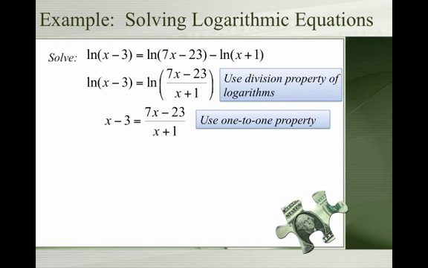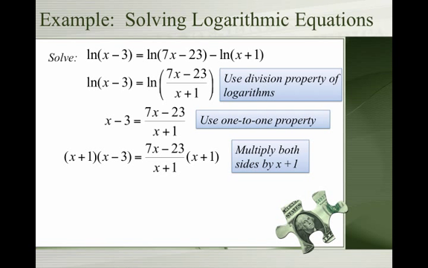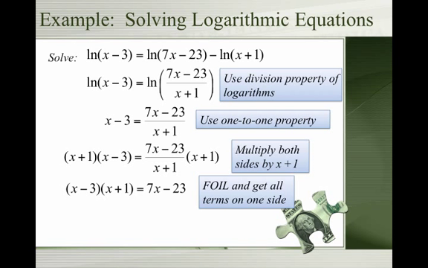Now how do I solve this equation? I'm going to multiply both sides by x plus 1. That's going to allow the x plus 1's on the right to cancel. I have two parentheses on the left, and I've got to FOIL them. So I'm now down to x squared minus 2x minus 3 equals 7x minus 23. The question is, do I start trying to solve for x, or do I recognize that this is quadratic and get everything on one side?